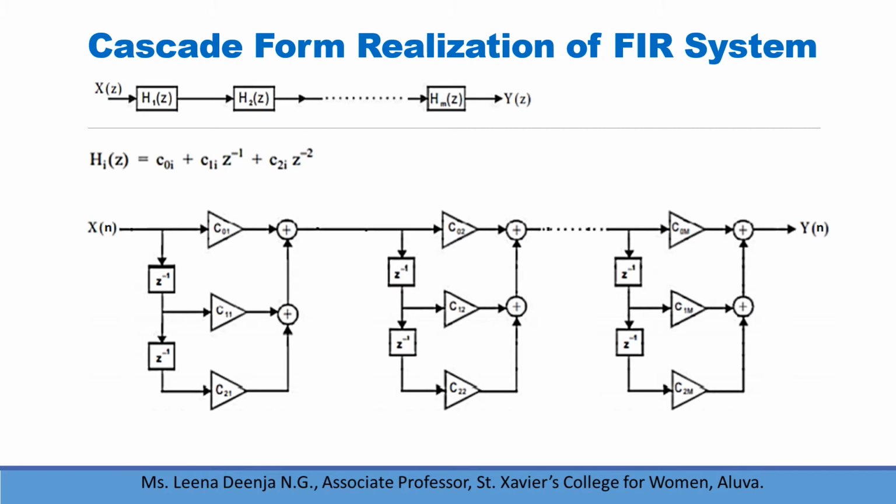In the cascaded form of realization, we want to realize the individual sections H1, H2, H3, etc. Suppose Hi of Z is second order, then it is given by this equation. So we can realize this section for i equal to 1 first. Then we want to realize for i equal to 2 and we can continue up to i equal to M. So here the input given is x of n and the output marked as y of n. So we can construct this cascaded form of realization like this.